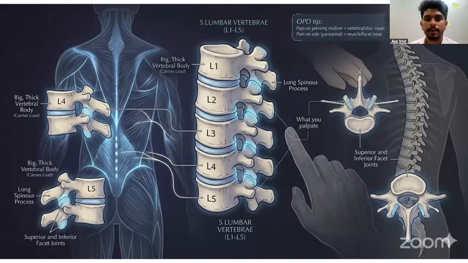Next, see, this is a 3D image of all the 5 lumbar vertebrae along with the intervertebral disc. I think everyone knows this, but how to correlate clinically? There are two things to remember. First, when you touch the center of your spine, you feel this spinous process with your fingers. Can you see this? Can you appreciate this? Yes.